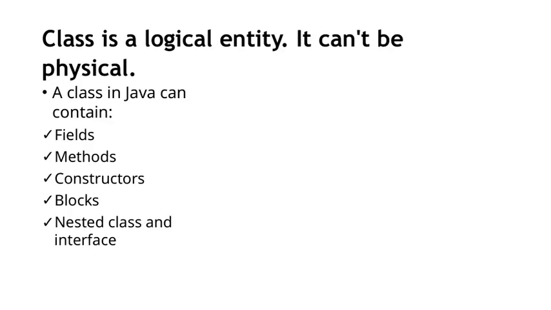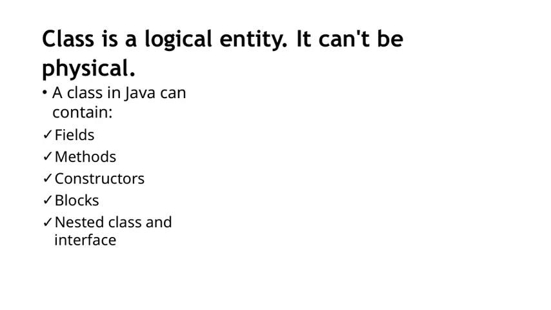All right, let's talk about classes. Remember, a class is a logical entity, so it's not something you can hold in your hand or see physically. Instead, it serves as a blueprint or template for creating objects. When we look at what a class in Java can contain, there are several key components. First, we have fields, which are essentially variables that hold the state or data of an object. Then, there are methods, which define the behaviors or actions that objects of the class can perform. Constructors are special methods used to initialize new objects. Blocks are used for grouping statements, often within methods or constructors.